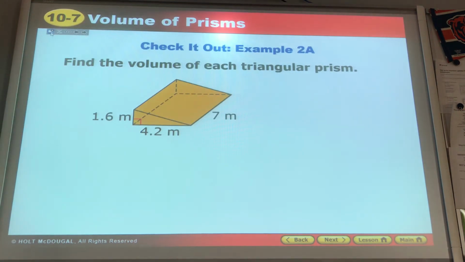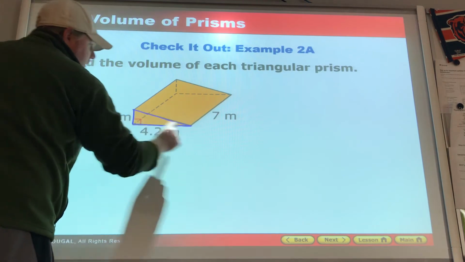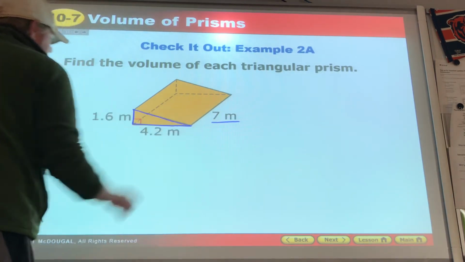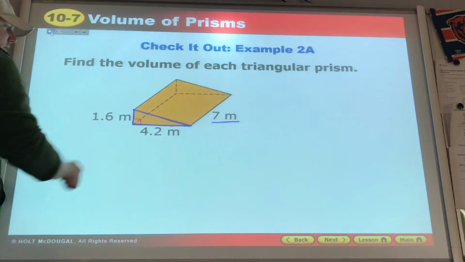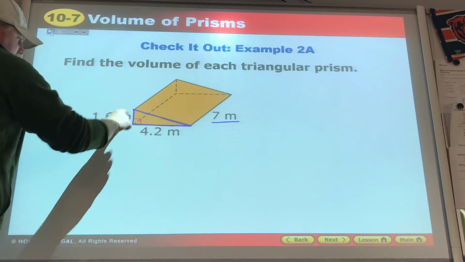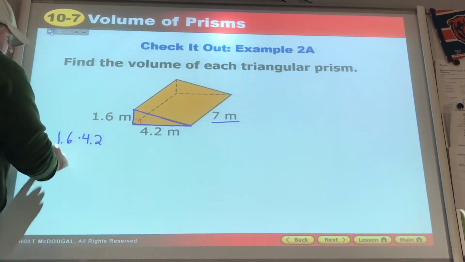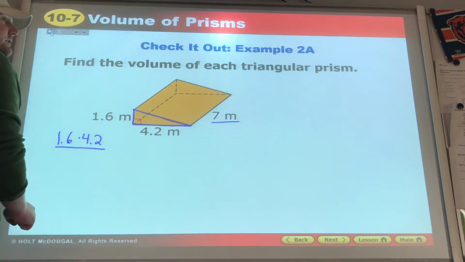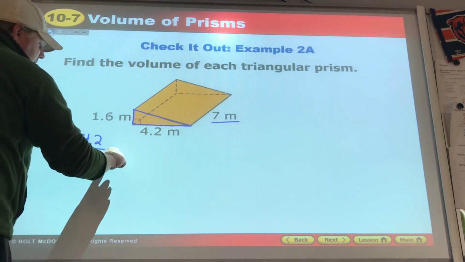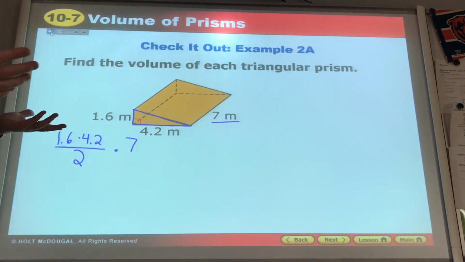All right. Again, hopefully you're seeing the trend. Base, height. Find the area of base. Take it times height. Area of this base: base times height. 1.6 is the base or the height of the triangle, times 4.2. If it's an area of a triangle, we must divide by 2. Then when you've got all that done, you multiply by 7. I bet that's what they put out here.